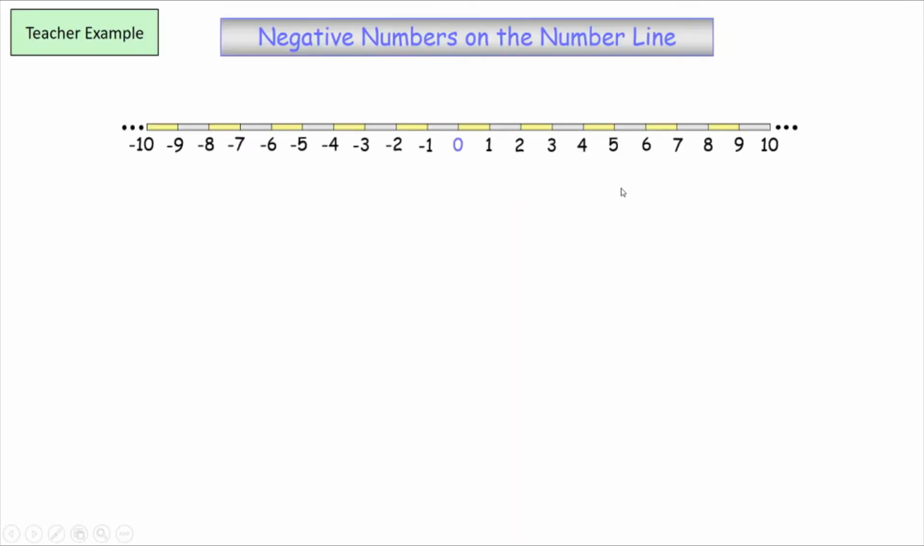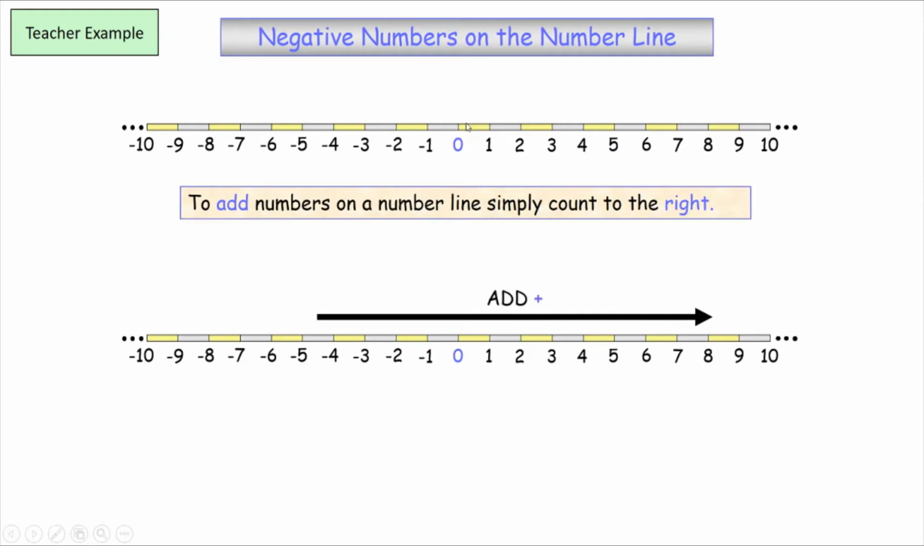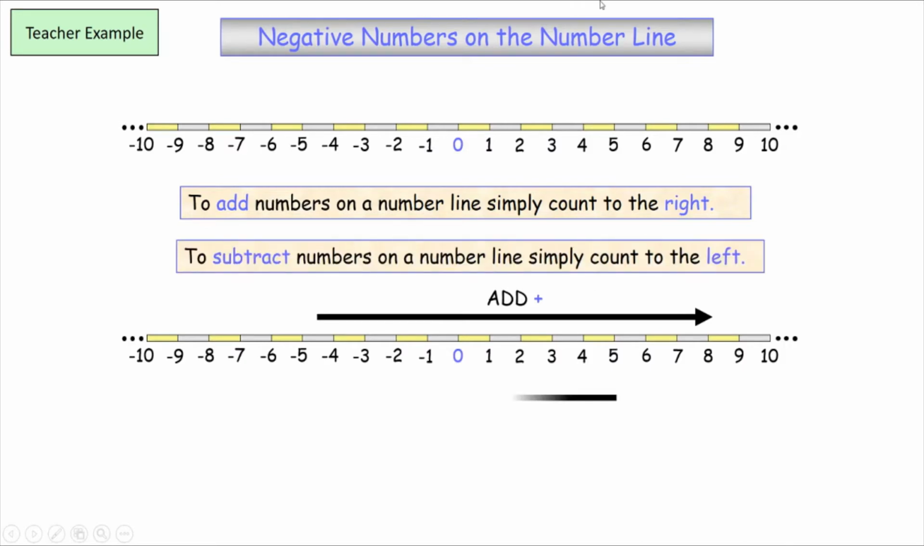So, on a number line, let's just say we have this number line over here. To add on a number line, you simply just count to the right. So you just count this way. If we want to add, we're going to count towards the right. To subtract on a number line, we just count towards the left. So let's just say we were at 2 and we were subtracting an amount, we would be counting this way.